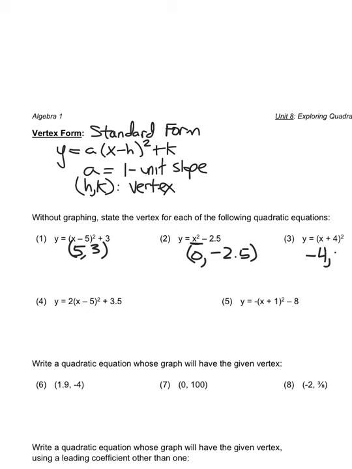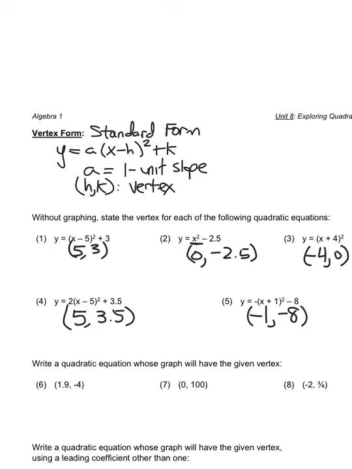Negative 4, there's no k value here, so negative 4, 0. Then 5, 3.5. And negative 1, negative 8. You can see in each case I'm reversing the sign of whatever is contained inside the parentheses with the x, and I'm maintaining the sign of the numerical value that's on the outside.